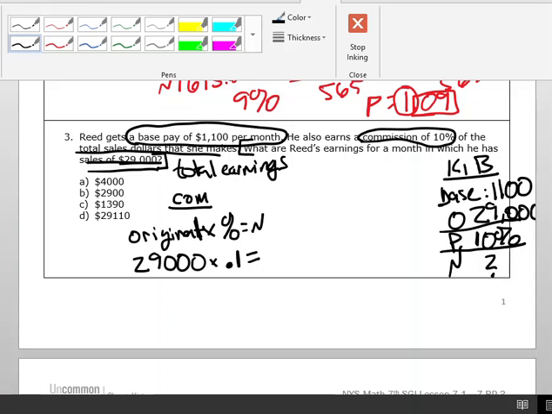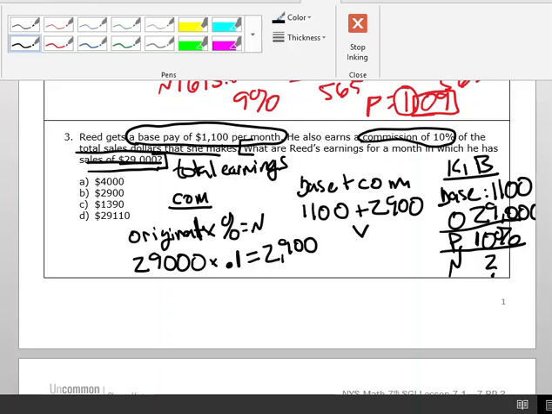So my 29,000 times 0.1 is going to give me 2,900. Okay, but now I have to add that to the base. So I have my base pay plus my commission, base plus commission, and that's going to be 1,100 plus 2,900. Okay, and so that's going to give me his total earnings of $4,000.